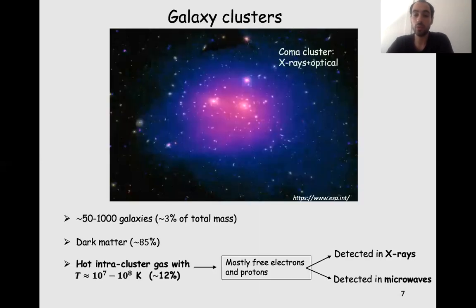This is where galaxy clusters come in. Let me say a few words about what these exciting systems are. As you know, galaxy clusters contain up to thousands of galaxies, vast amounts of dark matter, and the most interesting component for us, the hot intracluster ionized gas, with temperatures of up to 100 million kelvins. This gas consists of mostly free electrons and protons, and can be detected in both X-rays and microwaves.